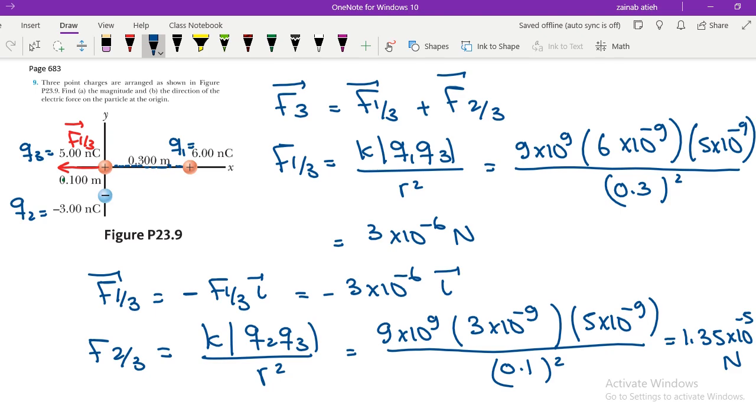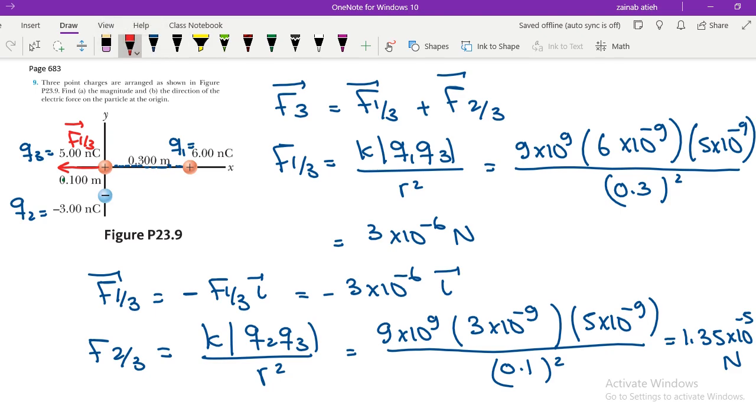Okay, great. Now I've got the magnitude. Now I draw it. Remember, after finding the magnitude, you have to draw before writing it as a vector. I look at Q2, which is negative, and Q3, which is positive. They have different, opposite charges, so they will attract each other. Remember, I'm finding the force on 3.